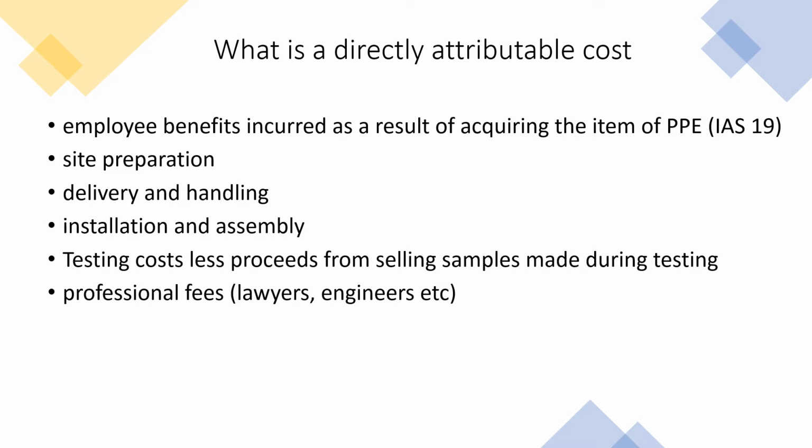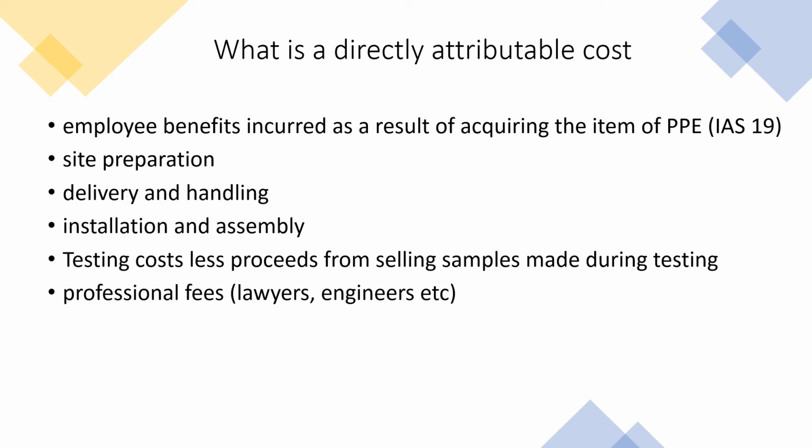Let's look at what a directly attributable cost is. These costs are only incurred because of the acquisition or construction of the item of PPE. Therefore, if this cost has nothing to do with that specific asset, we cannot add it to the cost price. Some examples are employee benefits incurred as a result of acquiring the item of PPE in terms of IAS 19. The cost of site preparation is also part of this. Delivery and handling costs, installation and assembly too.